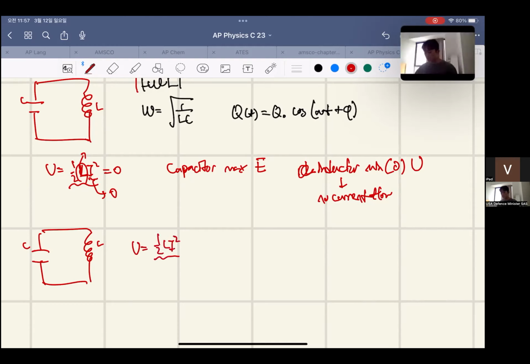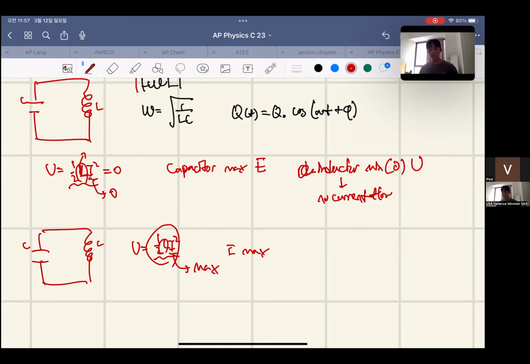Now, if this is maximum, again, L is a constant, it can't change. It's a physical trait of the inductor itself. Thus, in order for this equation to be maximum, I, or current, should be maximum. Thus, when the inductor is fully charged and the capacitor does not have any energy stored in it, I, or the current, would be maximum. So when the question asks, what would the current be when there is no energy stored in the capacitor, you would have to think, oh, the question is asking about the maximum amount of current that can flow in this circuit.